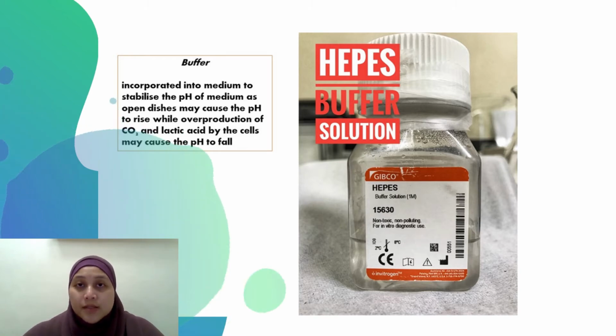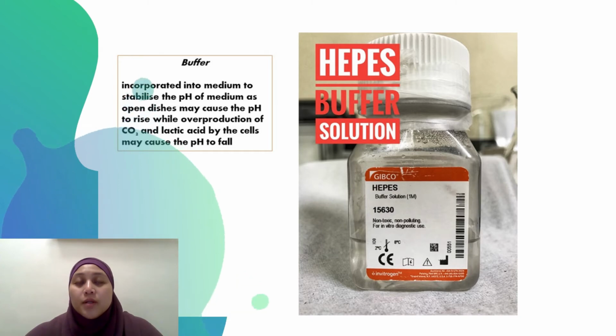This picture shows HEPES. HEPES is basically a buffer. It is incorporated into medium to stabilize the pH of medium, as open dish may cause pH to rise, while overproduction of carbon dioxide and lactic acid produced by the cells may cause the pH to fall. How to keep HEPES? It needs to be kept between 2 to 8 degrees Celsius and ensure that the content is not contaminated each time you open the bottle.